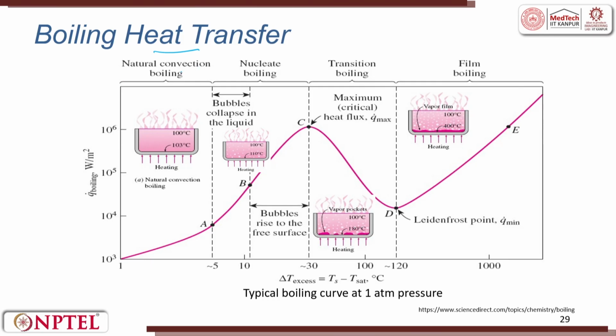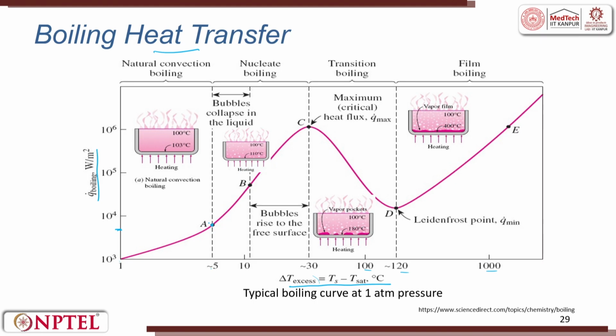So, one is called natural convection boiling, where Q boiling in watt per meter square you can see, and delta T excess, which you can see in terms of temperature. We are seeing delta T: 1, 5, 10, 30, 100, 120 and 1000. So, when it goes between 1 to 5, and when Q boiling, let us assume, is 10 to the power 4 watt per meter square, you can see a point A.